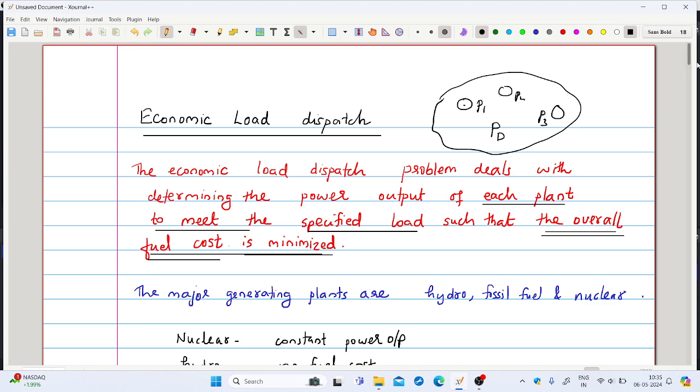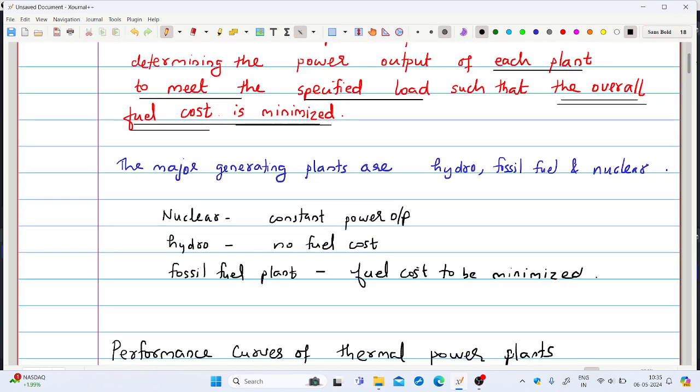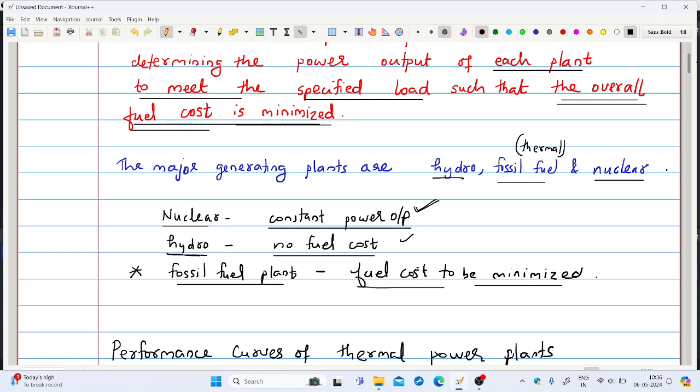And we know that the generating plants or power plants can be mainly classified into these 3: hydroelectric plants, fossil fuel plants, or thermal, also called thermal power plants, or nuclear power plants. In the case of nuclear power plants, they usually operate at a constant power output, so we need not do any scheduling for them. In a hydroelectric power plant, there is no fuel cost associated. So this economic load dispatch problem mainly deals with fossil fuel plants. There will be some fuel cost to be minimized in the case of fossil fuel plants or thermal plants.